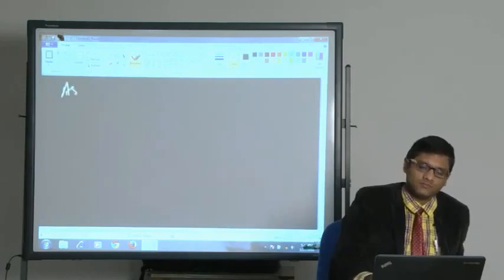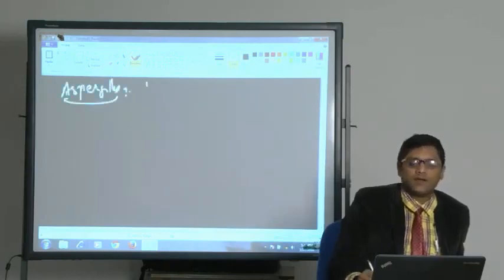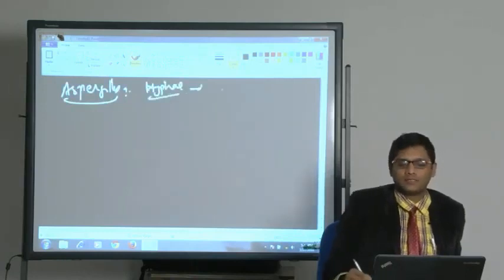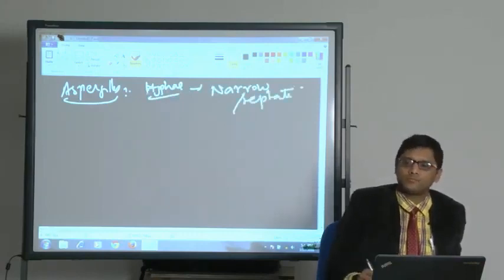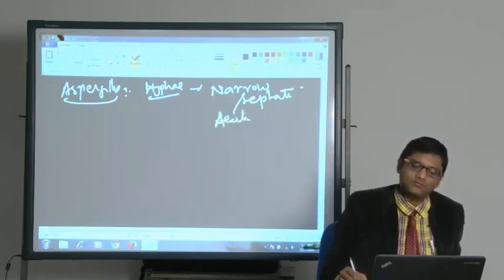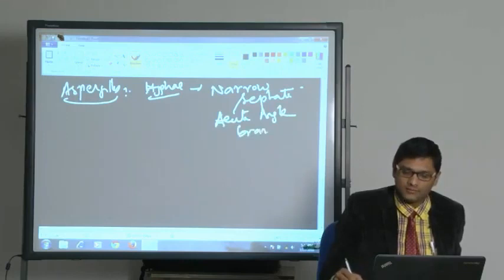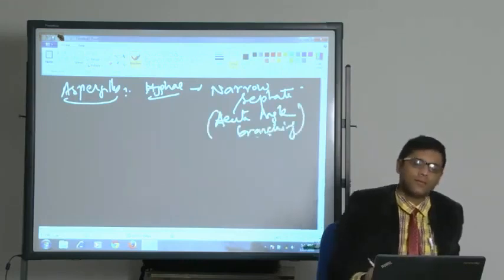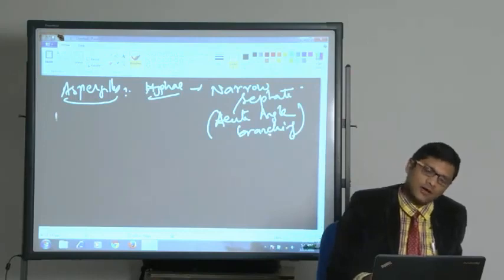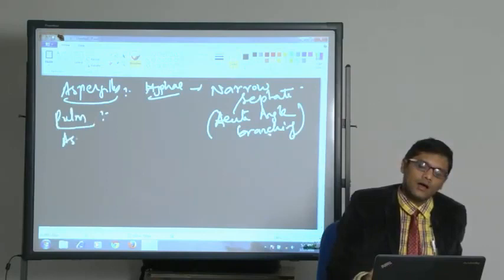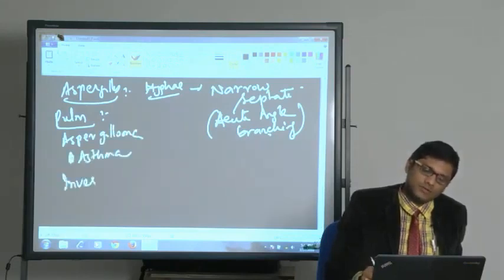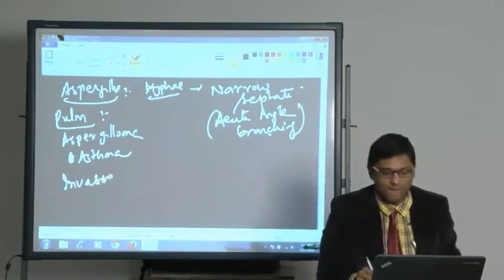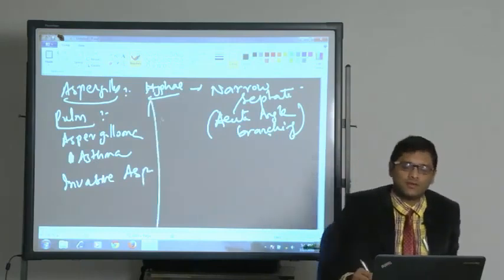Aspergillus, the hypha is just the opposite of Zygomycetes: narrow septate hypha with acute angle branching. Aspergillus can cause mainly pulmonary manifestations like aspergilloma, of course bronchial asthma, and invasive aspergillosis. All these are various pulmonary manifestations.